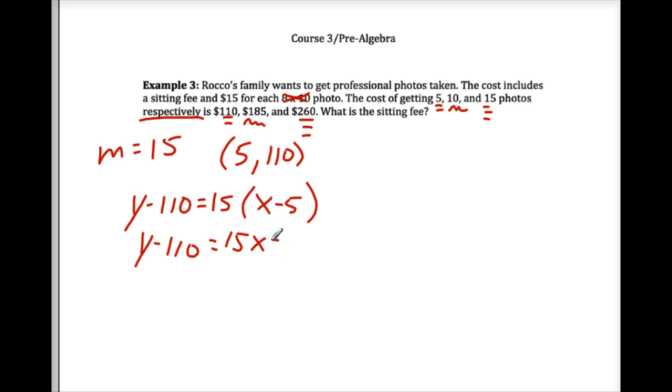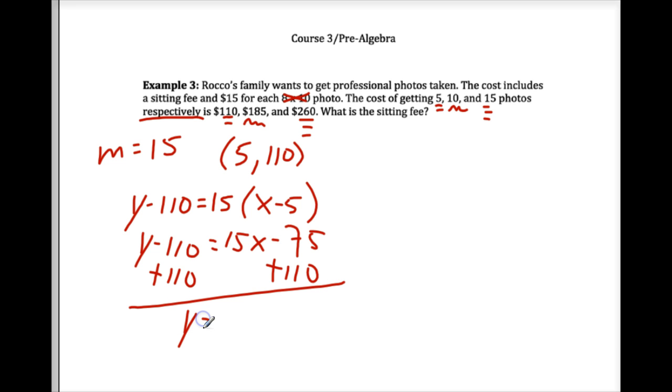Can you guys do 5 15s in your head? You know that one yet? Yeah, 75. Plus 110. Y equals 15x plus 35. Anybody figure out the sitting fee yet? $35. So it costs you $35 just to show up at the photo place, plus $15 for every photo.